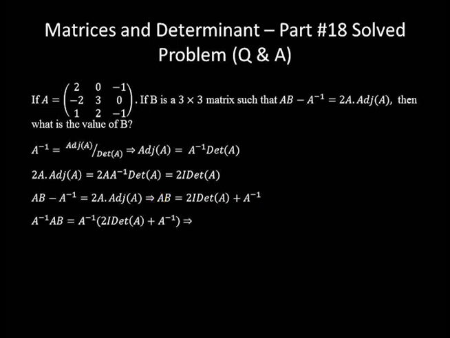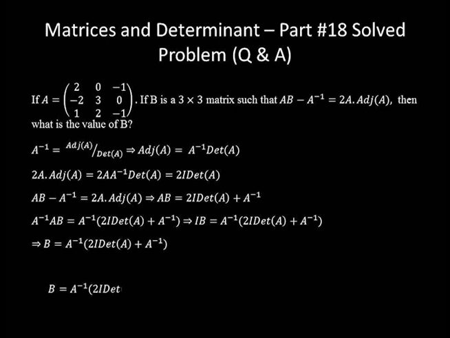This implies A inverse times matrix A gives us identity matrix times matrix B equal to A inverse times twice of identity matrix times determinant of A plus A inverse. Identity matrix times matrix B is simply matrix B equal to A inverse times twice of identity matrix times determinant of A plus A inverse. So, the formula for matrix B is matrix B equal to A inverse times twice of identity matrix times determinant of A plus A inverse.